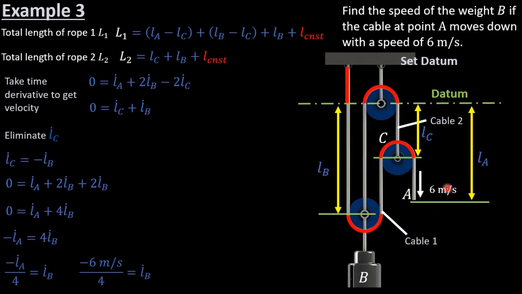So I just substitute 6 meters per second into here because I know the velocity of the variable length L sub A is 6 meters per second. So I substitute that into there, divide that by 4, and I get minus 1.5 meters per second. So that is the velocity of this weight here, weight B. And the minus is telling us that it's moving upwards, because we already said positive is downwards, so we've got positive 6 meters per second. So the velocity of weight B is going to be upwards, in the opposite direction, so that's why we have that minus here.